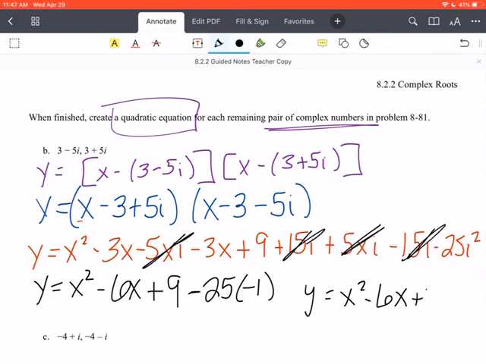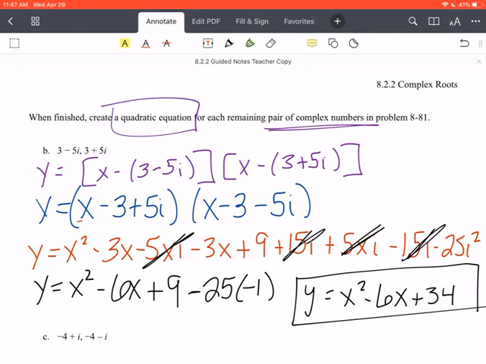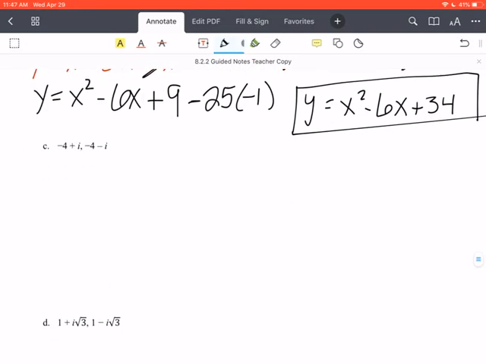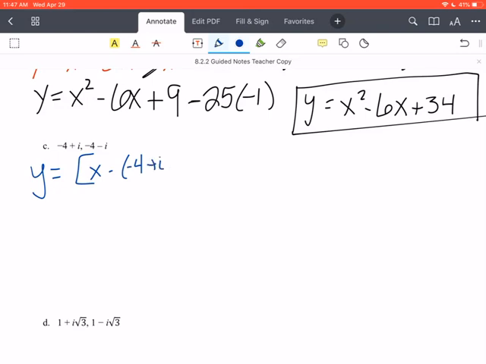So we can see that this quadratic equation that consists of all real numbers produces complex roots because the parabola, the graph, would not cross the x-axis. Okay, keep going. So now on this next one, we have y equals x minus negative 4 plus i.